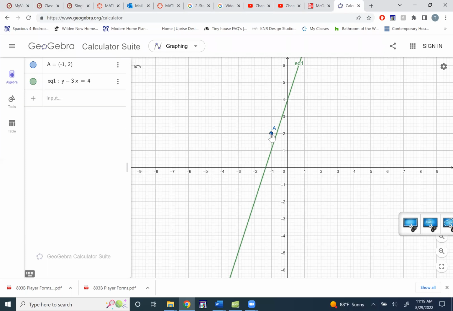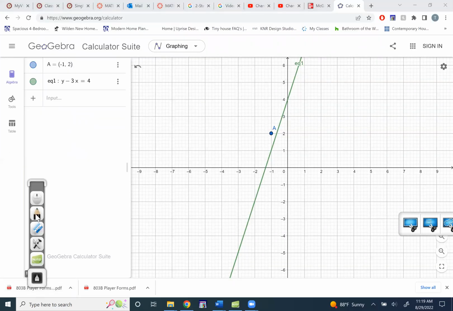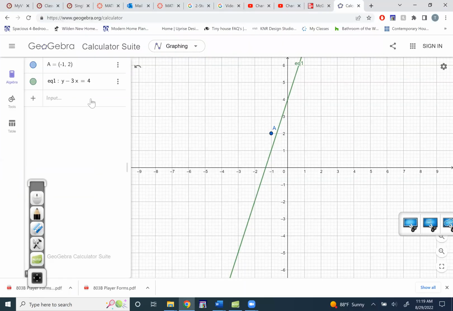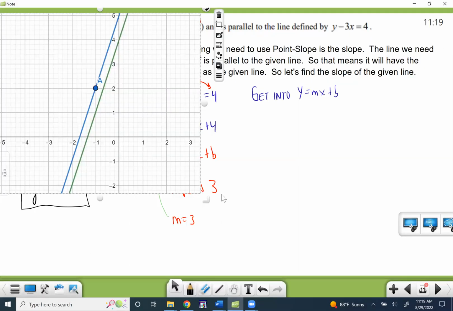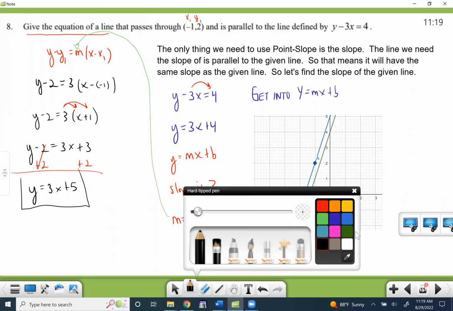So I think we can all kind of visualize that this line has to be something like this, right? It's got to be parallel to the given line and passing through that point, okay? So I'm going to type in what we got, which I totally don't remember. 3x plus 5. Okay, so let's go ahead and type in y equals 3x plus 5. And look at that. That's perfect, right? That line is exactly parallel to the given, but it passes through the point that we wanted. Okay, so this is really, really good.